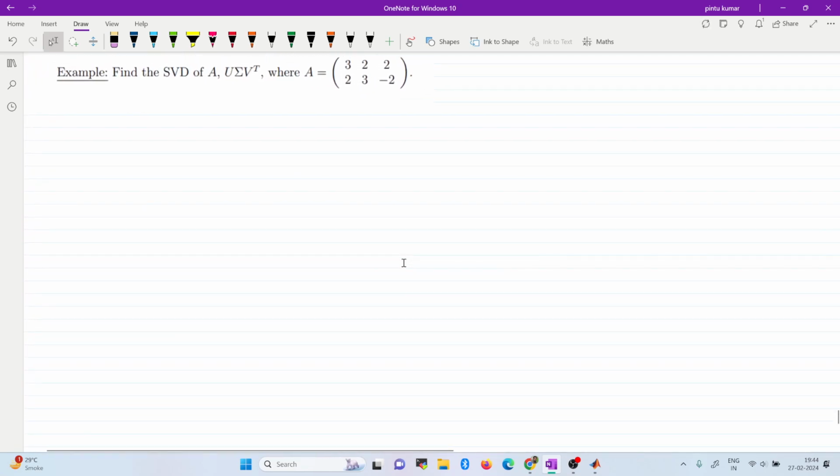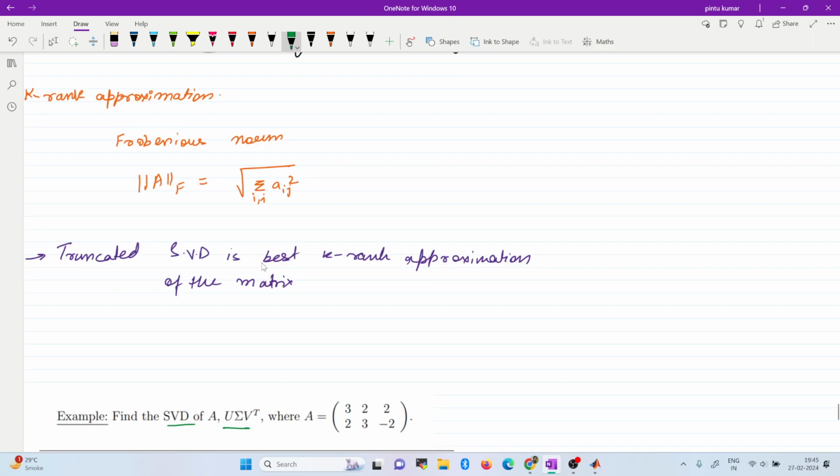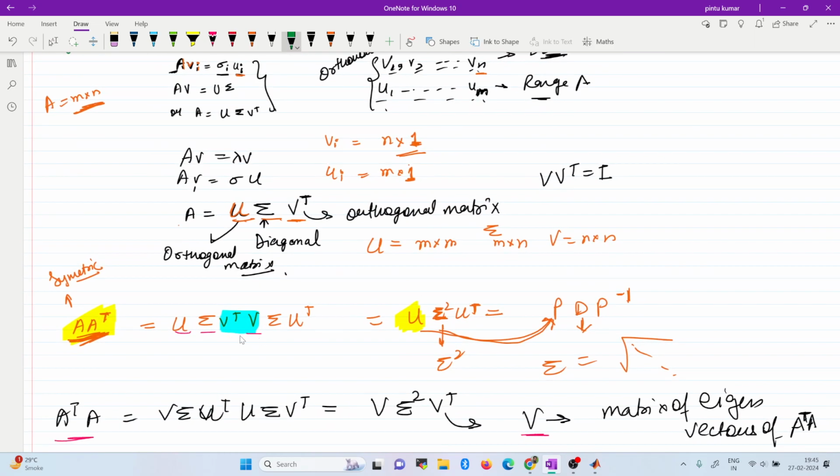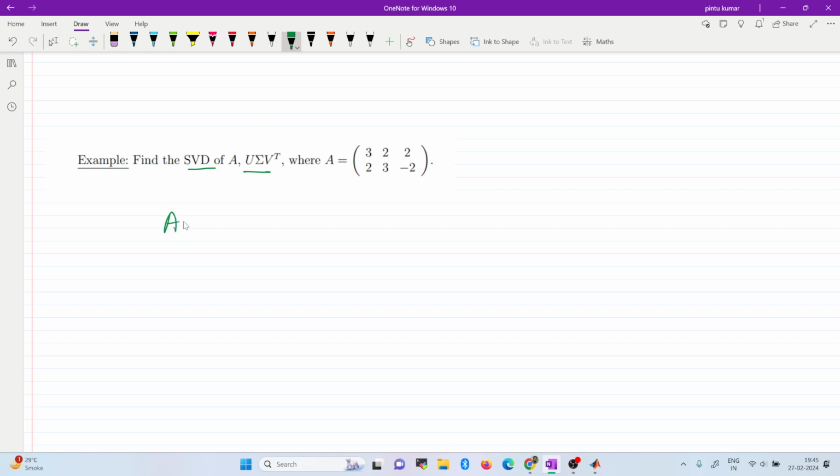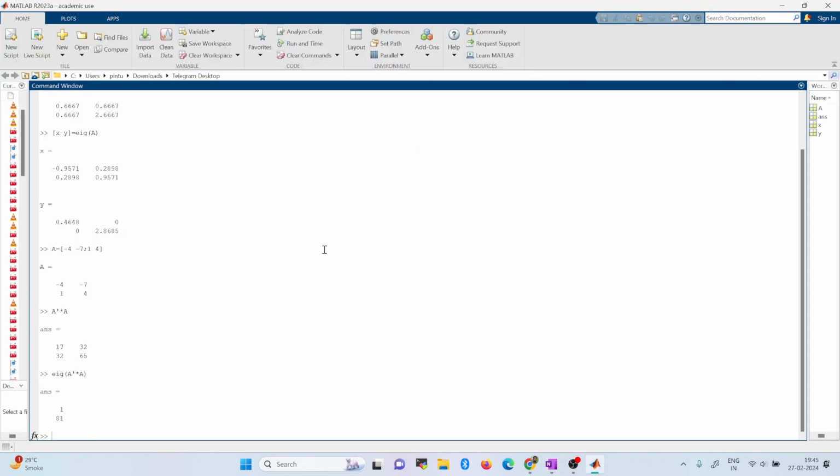We'll do one example of SVD from scratch. This is the matrix that we have: A is 3, 2, 2, 2, -3, -2. We want to find the singular value decomposition for this. As I mentioned, to obtain U, we first have to do AA transpose. So let's first do AA transpose and see what value we obtain.